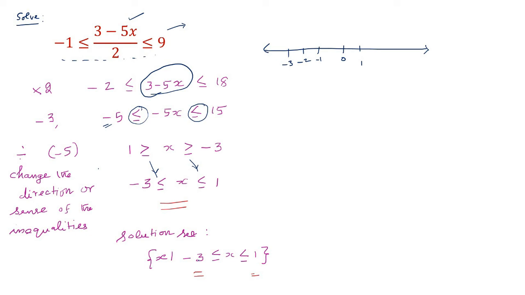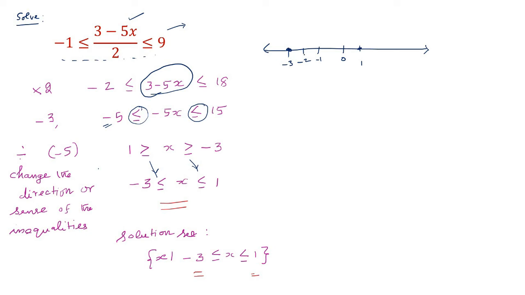You see, x can also be equal to minus 3. So there should be a closed circle, that means minus 3 is included. On the other side you have 1, and 1 is also included because of this symbol here, because it is less than or equal to 1, so you should include this also.